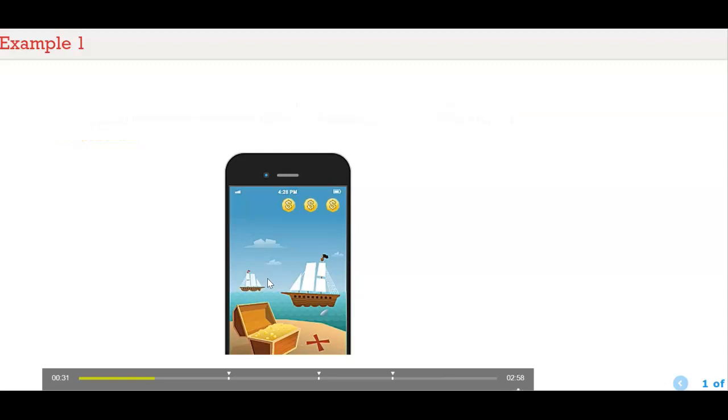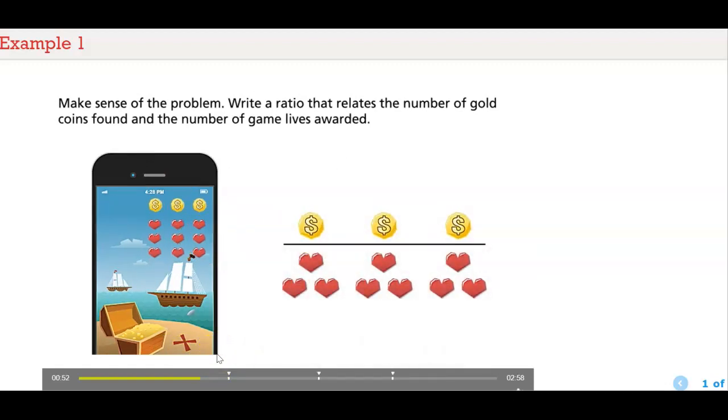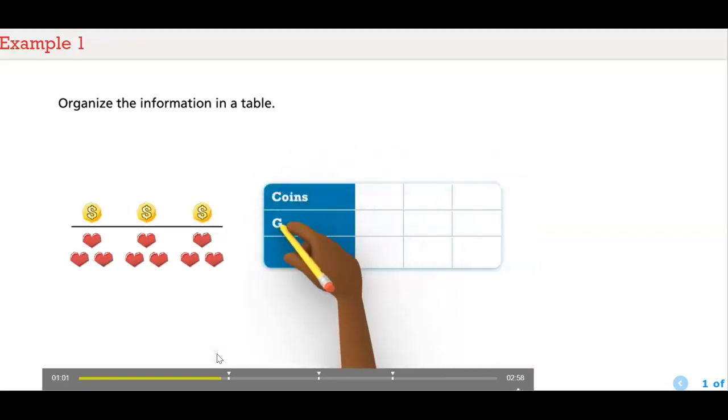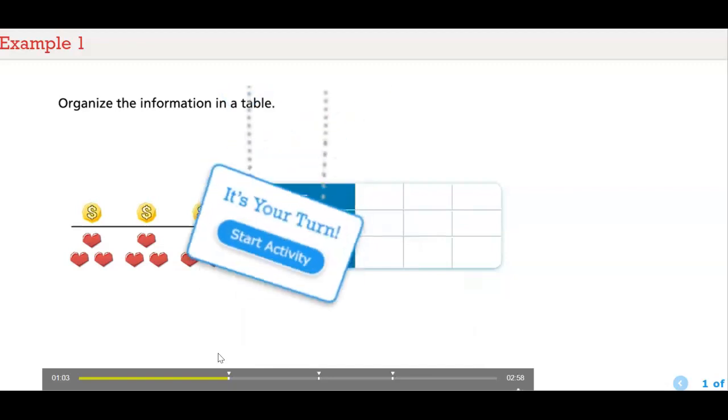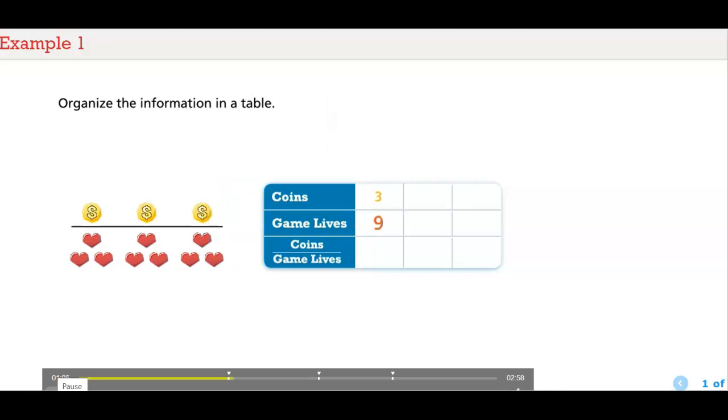Shina and her friends Marcus and Olivia love to play Treasures of Soltar on their phones. Shina has 3 rare gold coins. In the game marketplace, she can trade 3 gold coins for 9 game lives. You can write a ratio that relates the number of gold coins found and the number of game lives awarded. You can organize this information in a table. Three coins, 9 game lives, for a ratio of 3 to 9.